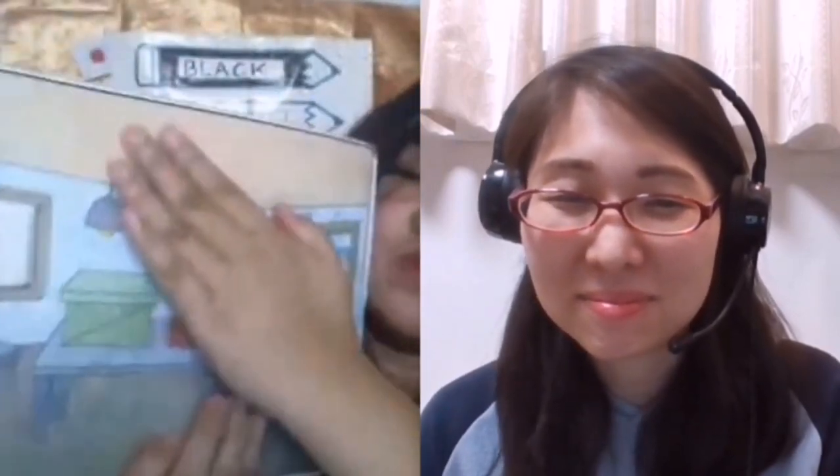Are you short enough to stand under the table? No, I'm not short enough to stand under the table. I'm too tall. Yes, I can really reach this one.